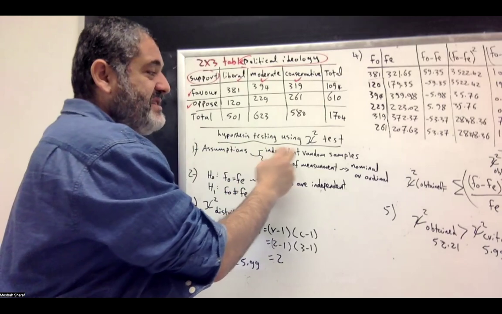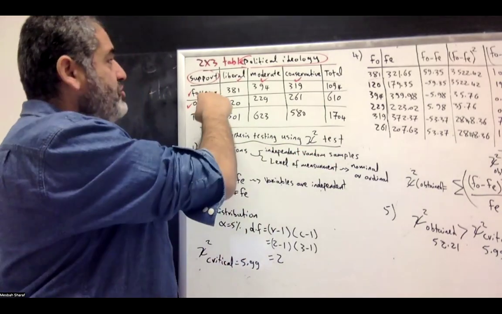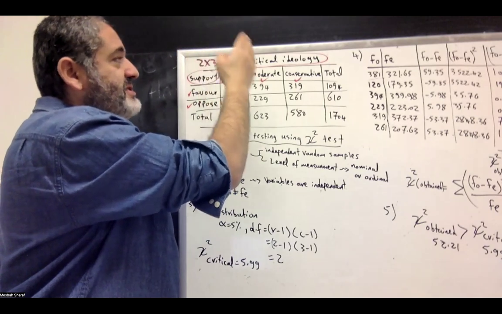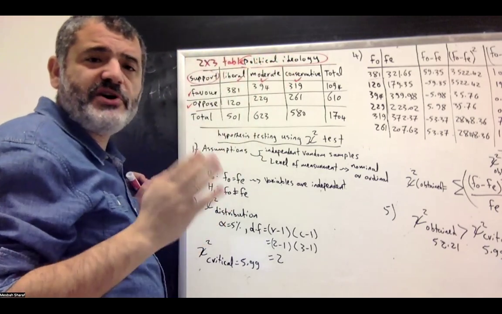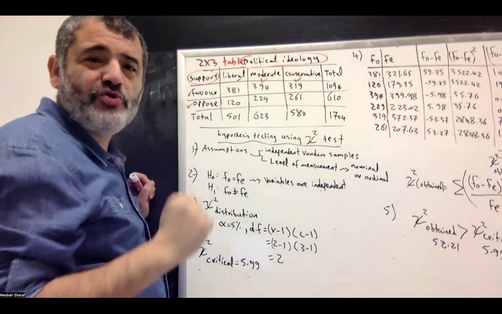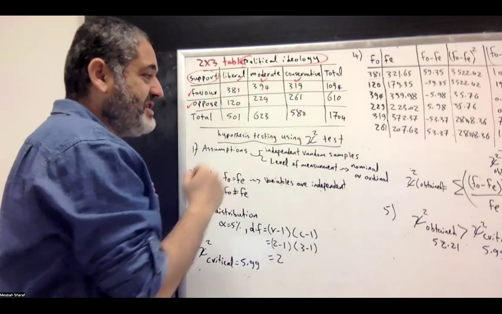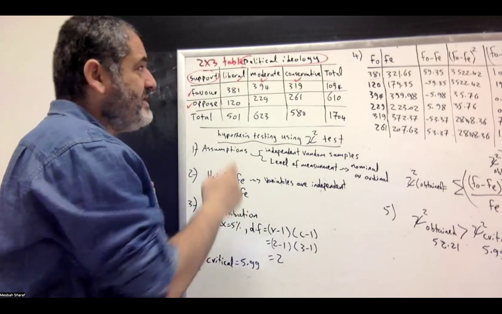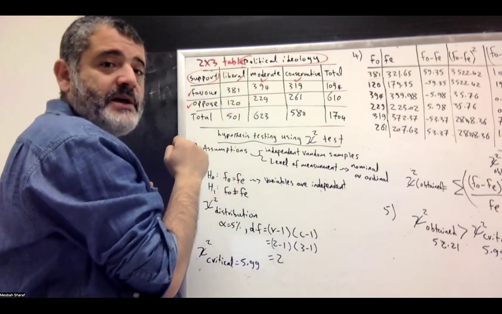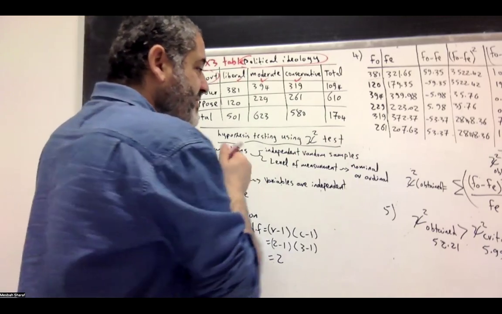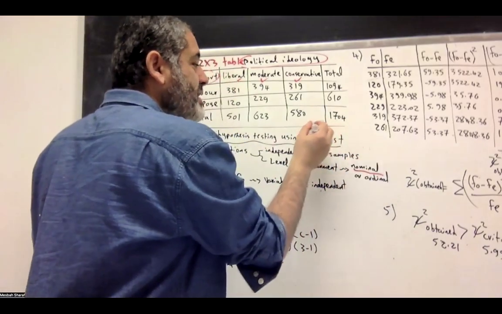We must have independent random samples. So these samples, the liberals, the moderates, and the conservatives, are independent. If you belong to one group, you don't belong to another group. So these categories are independent. The level of measurement of these two variables is nominal. Here we are going to use the chi-square test.